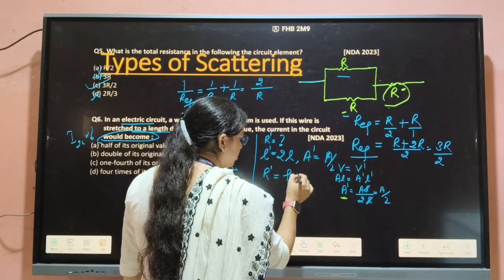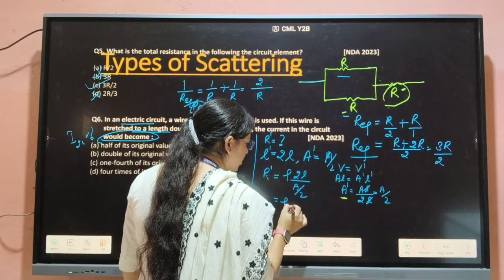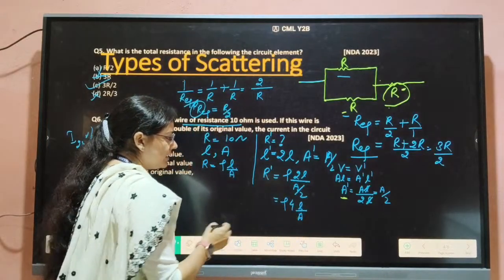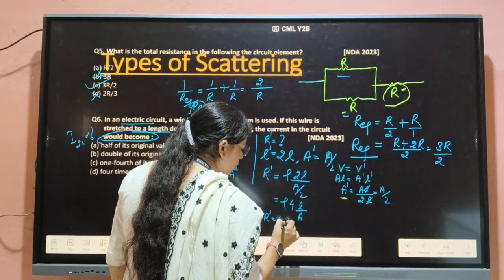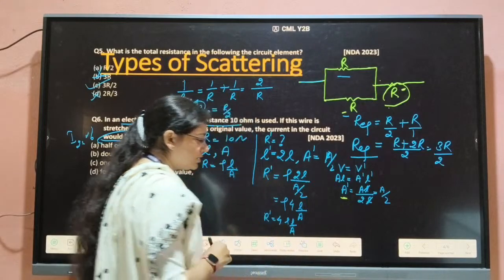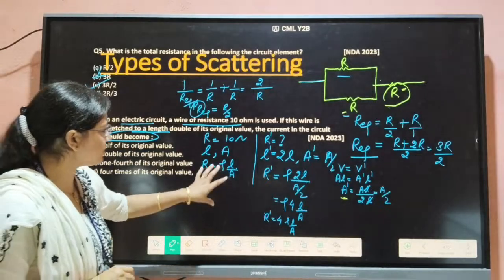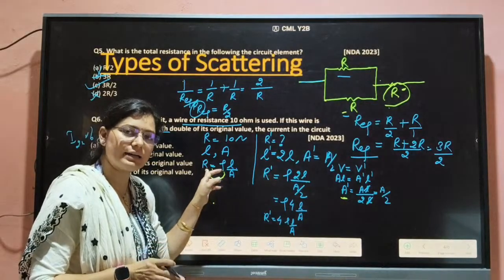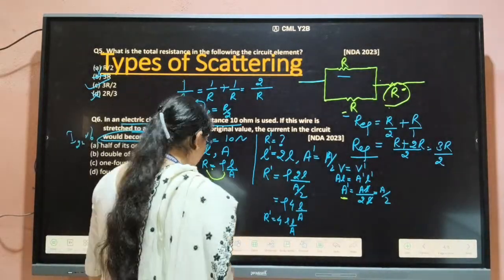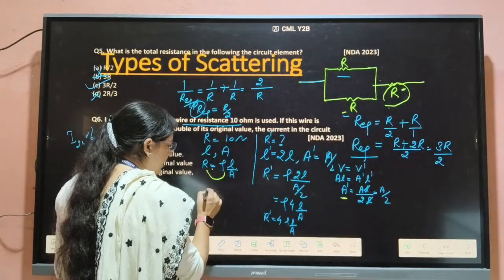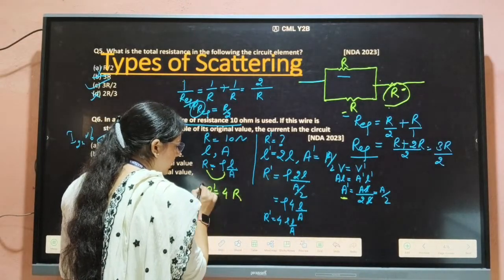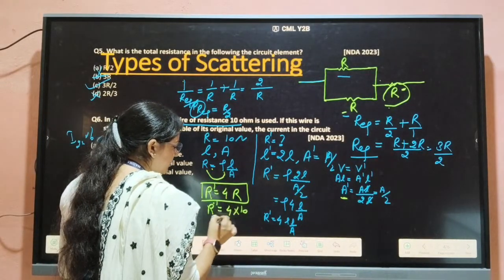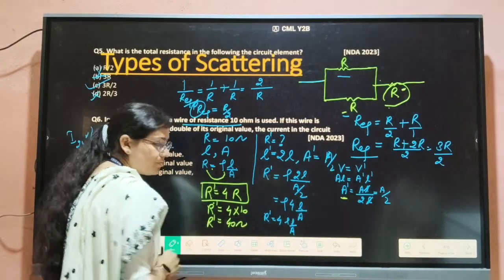L dash equal to 2L. Clear? So rho into 4L by A; the 2 we take to the upper side. Then R dash will be 4 rho L by A. This is the relation between the previous resistance and the new resistance. Rho L by A we can write as R, the previous resistance. So R dash equals 4 into R. तो R dash क्या आ जाएगा? 4 into the previous 10, then R dash will be 40.